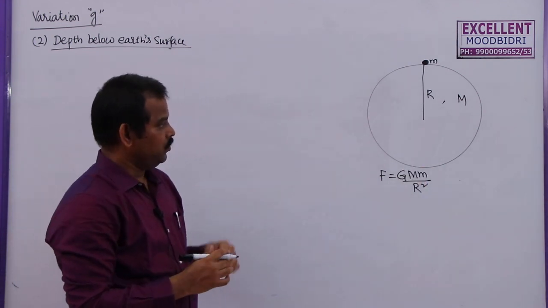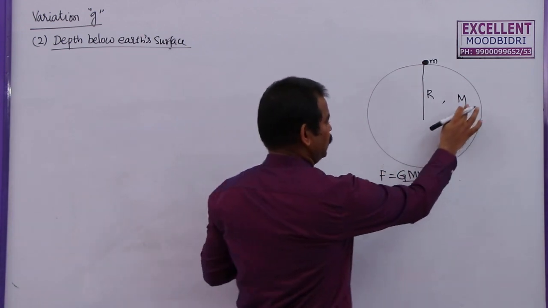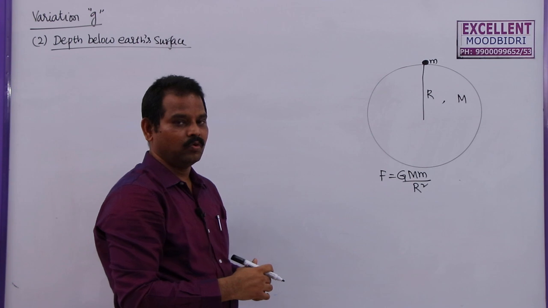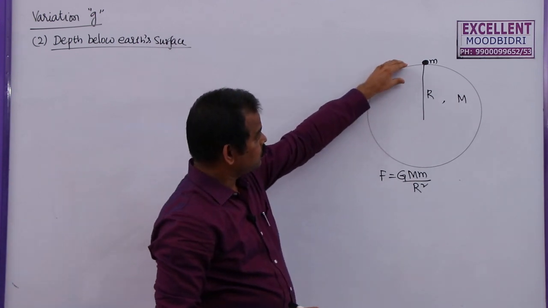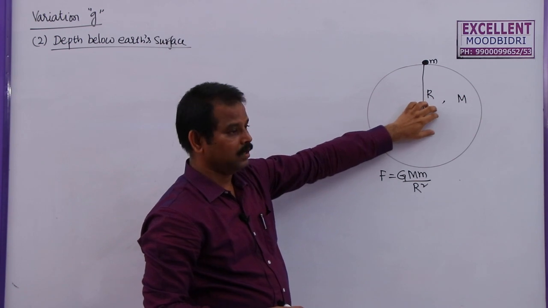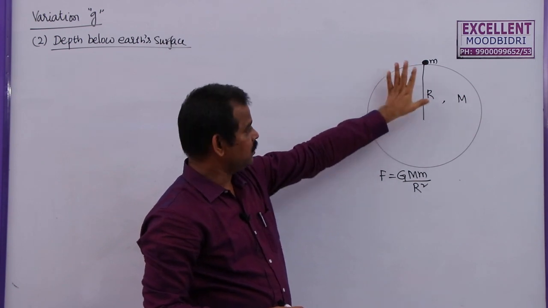Now we know that the mass of earth, actually the density of earth, is not uniform throughout its volume, because here density is more. As you go down, density gradually decreases, and at the center you may get a plasma state. That's why density is not uniform.